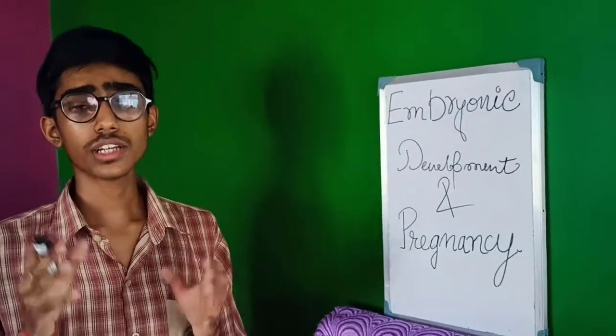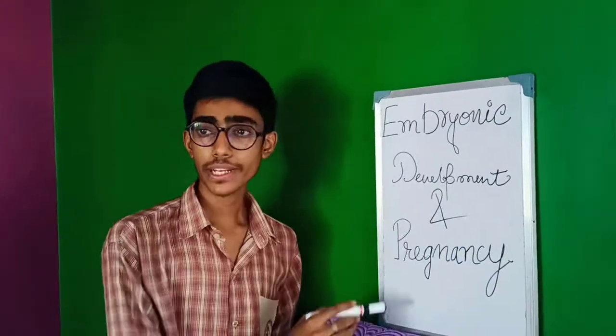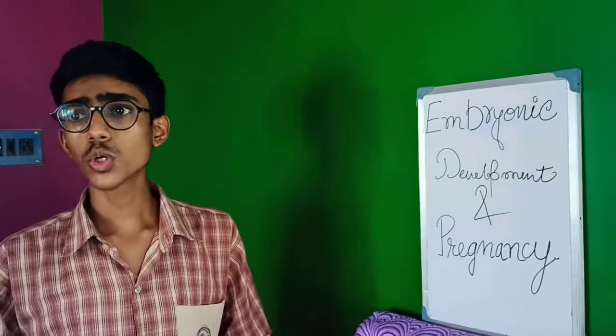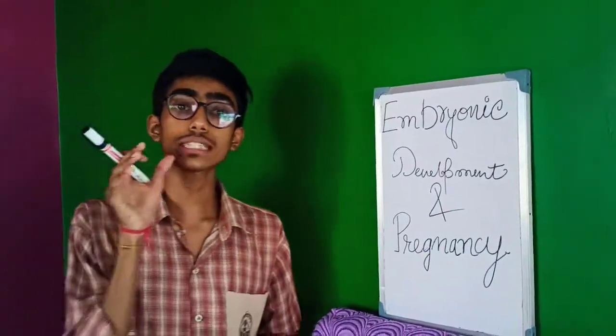I, Science Chakraborty of class 12 science, am going to explain a topic on embryonic development and pregnancy. At first we have to know that when the blastocyst becomes embedded in the endometrium of the uterus, it is known as implantation.